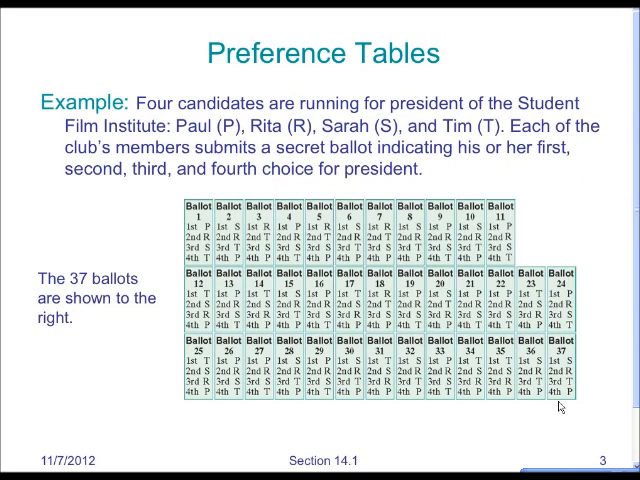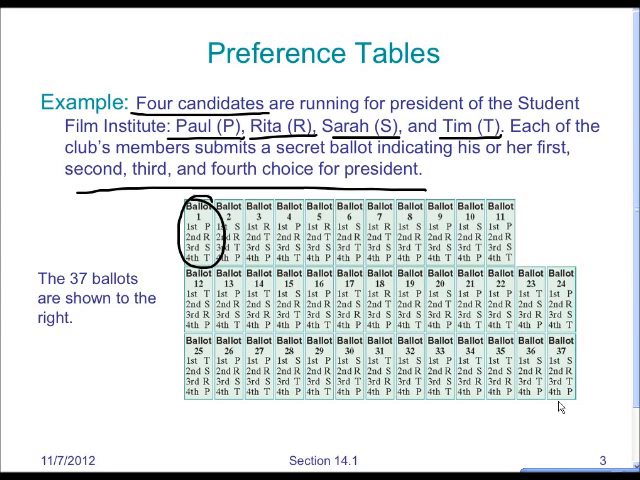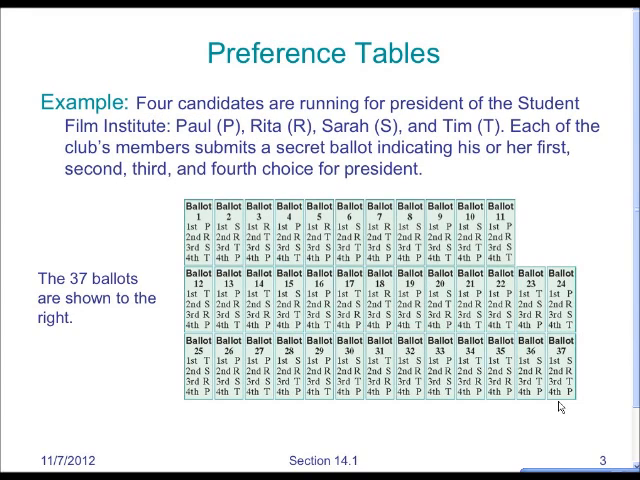Suppose we have 4 candidates, and they're all running for president of the Student Film Institute. We've got Paul, abbreviated P, Rita, Sarah, and Tim. And no, I do not expect you to write this slide down. Each of the club's members submits a secret ballot indicating his or her first, second, third, and fourth choice for president. So let's suppose this is my ballot, this is Mr. Graham's ballot, this is Miss Babcock's ballot, this is etc. Okay, so these are individual ballots that people are casting.